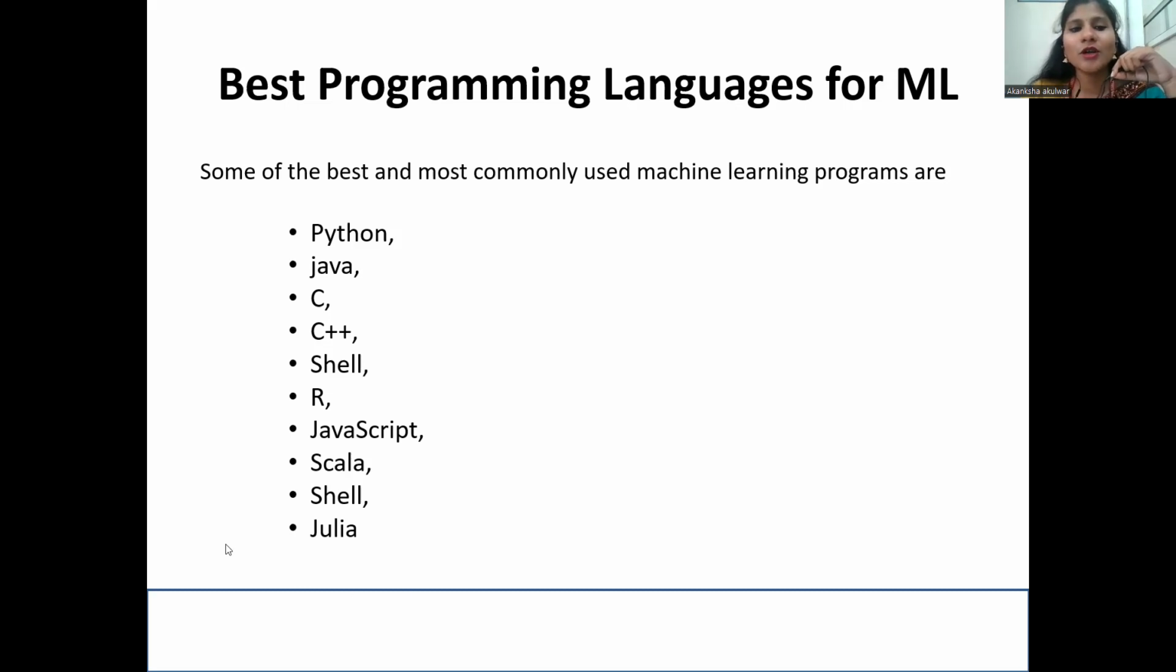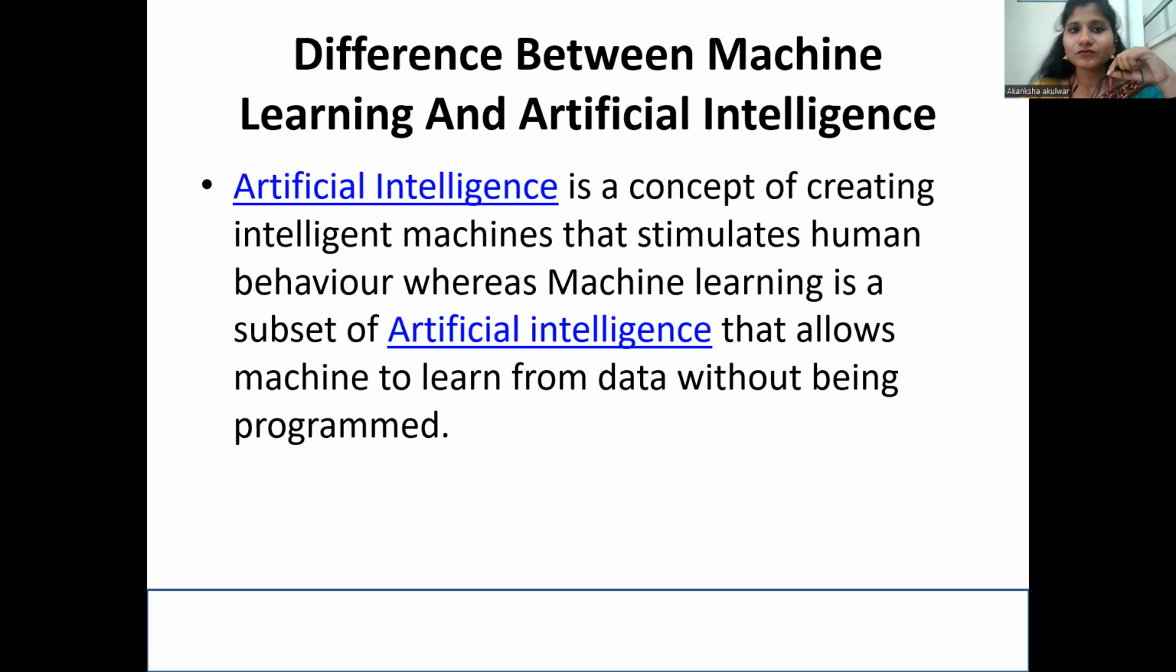So what is important is that Python is more convenient to use in the case of machine learning and AI. Many times we have heard these two terms are a little bit confusing, or they are considered similar things, but that is not true. There is a difference between machine learning and artificial intelligence. So what is the difference? Artificial intelligence is a concept of creating intelligent machines that simulate human behavior, whereas machine learning is a subset of artificial intelligence that allows machines to learn from the data without being programmed.